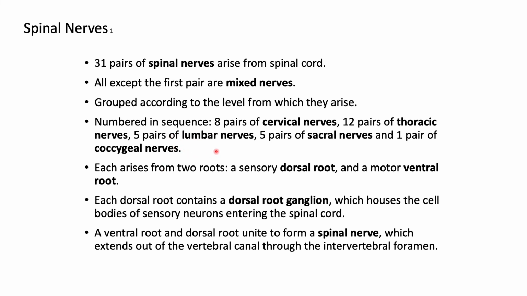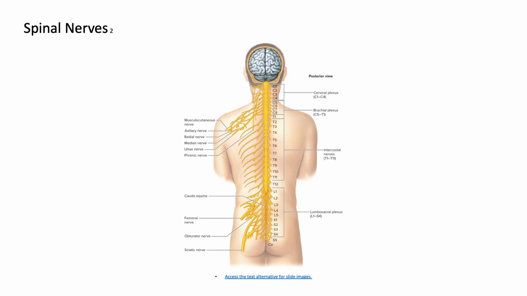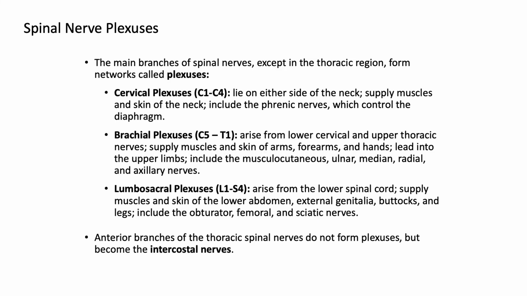Individually, each spinal nerve arises from two roots, one from the anterior part of the spinal cord, which is called ventral root, and one from the posterior part of the spinal cord, which is called dorsal root. So basically, a spinal nerve is a combination of dorsal root and ventral root. When spinal nerves are formed from the combination of ventral and dorsal root, they exit the vertebral column. And after that, they come together and create networks which are called plexuses.